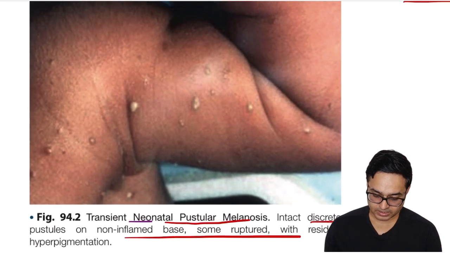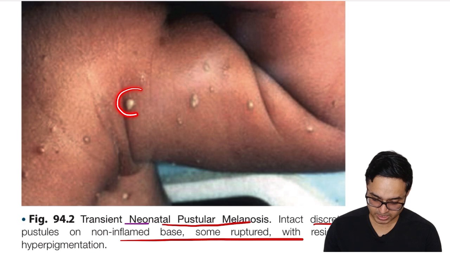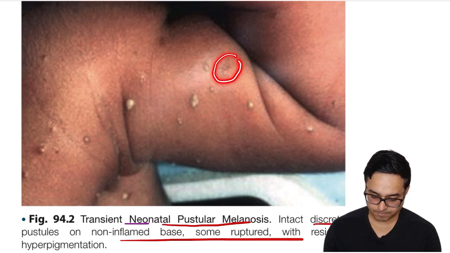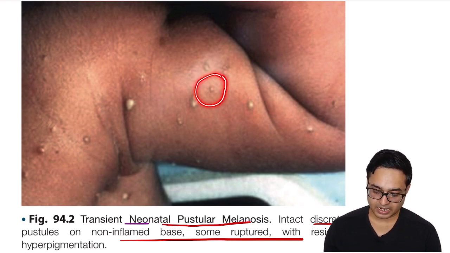Okay, this is transient neonatal pustular melanosis. These are discrete pustules on a non-inflamed base. Are you able to see? There is no inflammation. Just pustules are there. Some are ruptured, or some have residual hyperpigmentation. So this classical description is neonatal pustular melanosis. You have to remember there is no underlying inflammation at the base.